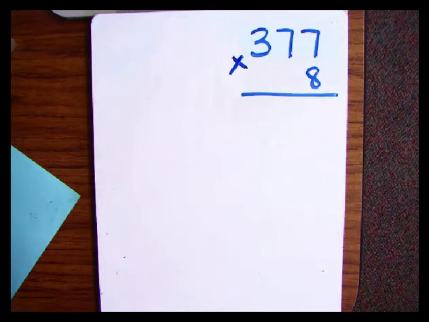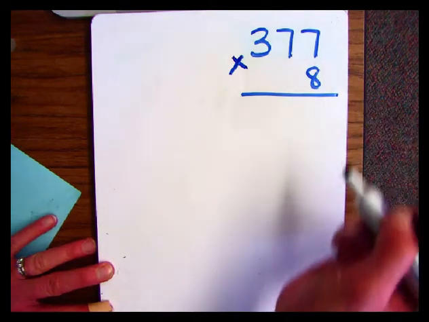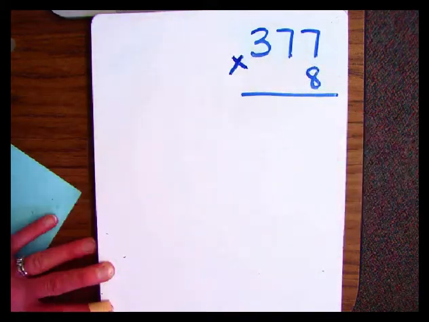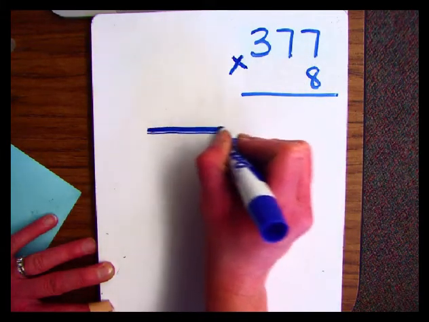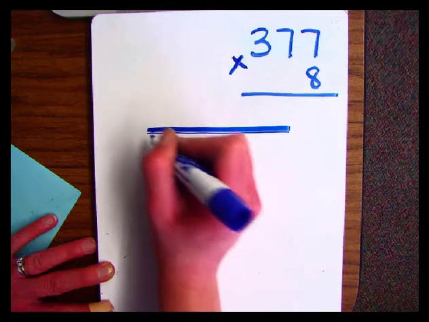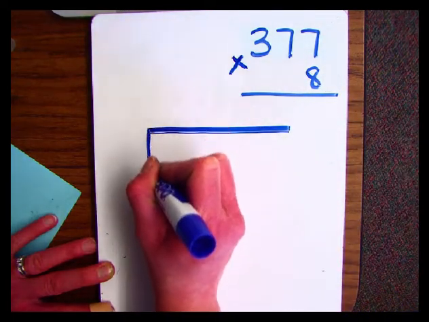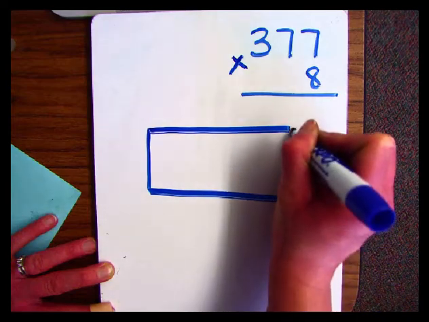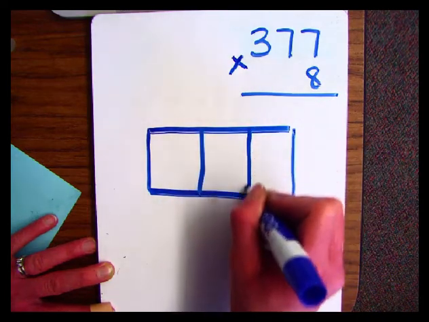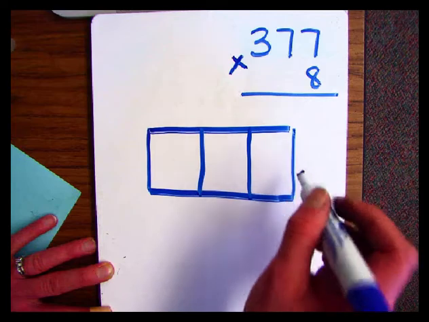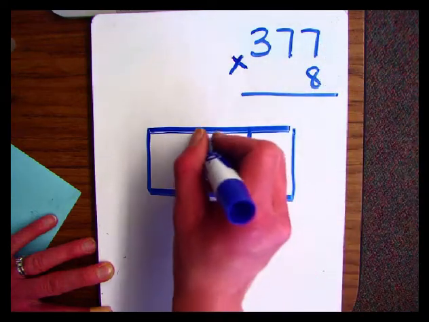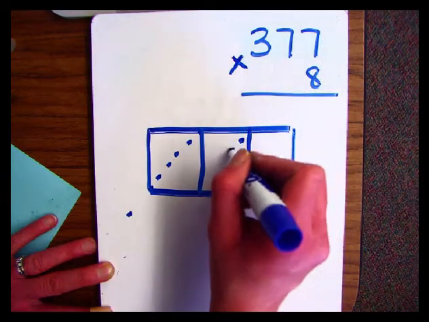377 times 8. If you look at our problem, you know that I have 3 digits in 377, so I'm going to need 3 boxes horizontal. I have 1 digit with my 8, so I just need 1 box vertical. So basically I'm just going to draw a rectangle and split it into thirds. 1, 2, 3 boxes for my 3 digits by my 1 digit, and then draw my diagonals.